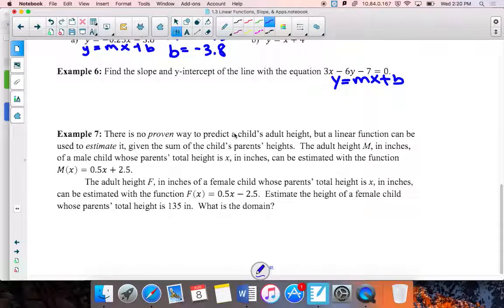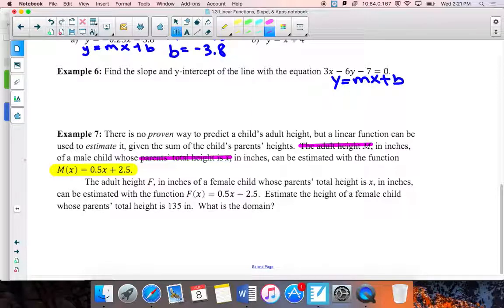This one is talking about predicting height given certain information. As you're reading through this one, I really like to know, especially when they give us an equation, so we can see that they are already telling us what this equation is right here. But I don't know what m is representing and I don't know what x is representing. So make sure when you're reading through the question, you're really trying to figure out what each piece means. So this is telling me right here the adult height is m, and then it says parents' total height is x. So now when I'm looking at that equation, I know what I'm substituting things in for.